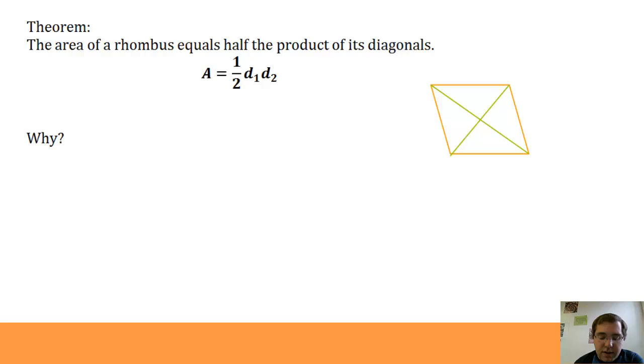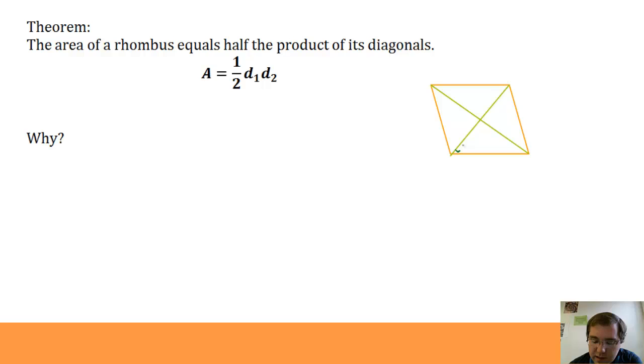And last one, a rhombus. The area of a rhombus equals half the product of its diagonals. So a rhombus is another special type of parallelogram. We could find the area of a rhombus using the formula for a parallelogram, the base times the height. But we can also find it with this formula, 1/2 of the two diagonals multiplied together.